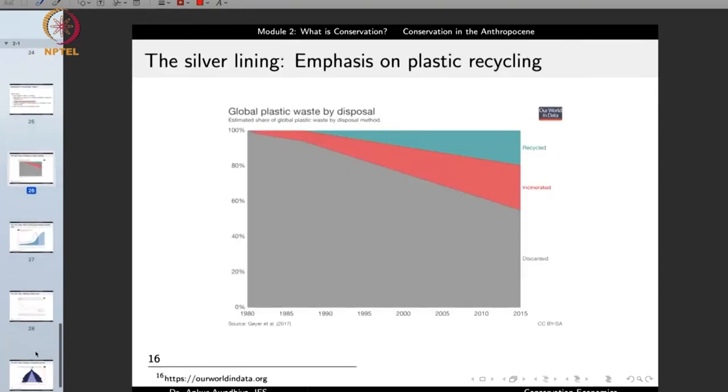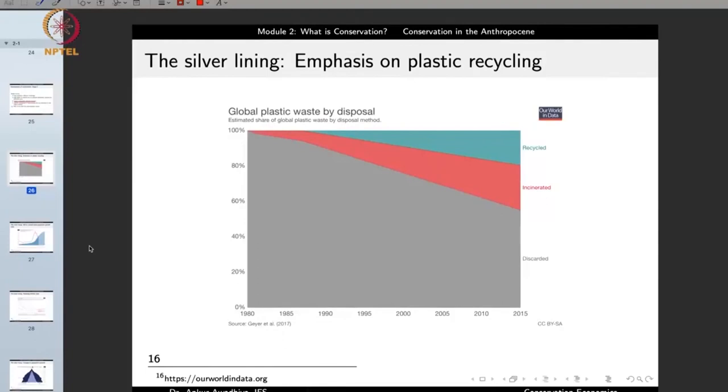Now, not everything is going that badly, because we can also see a number of silver linings. There is a greater and greater emphasis on recycling of resources, recycling of things like plastic. If we look at the percentage of plastic that was recycled in the 1980s, there was hardly any. But today we can see that almost 20% of plastic is getting recycled. Now, of course, the amount of production has also gone up.